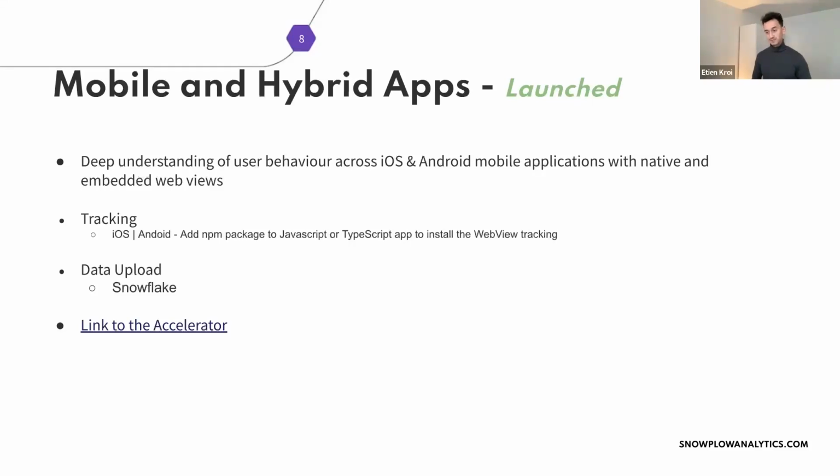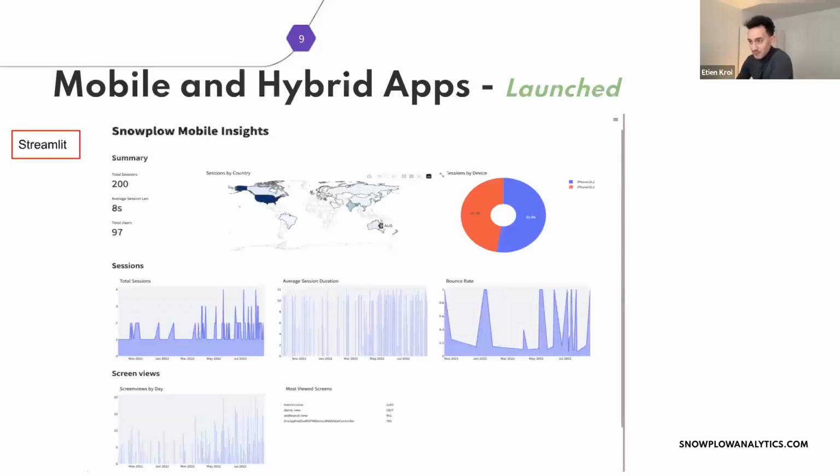From the tracking perspective, as you can see, iOS, Android, and then you can add the npm package to the JavaScript or TypeScript app in order to install the web view tracking into it as well. You can upload this data to Snowflake and there's a link. You can also access this link here as well as on our website. We have made it available via Streamlit from the dashboards aspect, and you can actually see what it tracks in the dashboard: total sessions, average session, total users, sessions by device, and whatnot.